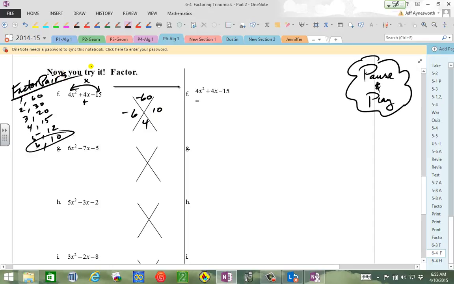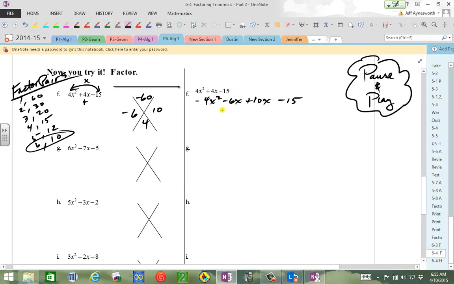Okay, so now let's split the middle term. 4x squared plus 6x, minus 6x, plus 10x minus 15. Notice how I just split the middle term. 10x minus 6x is 4x.